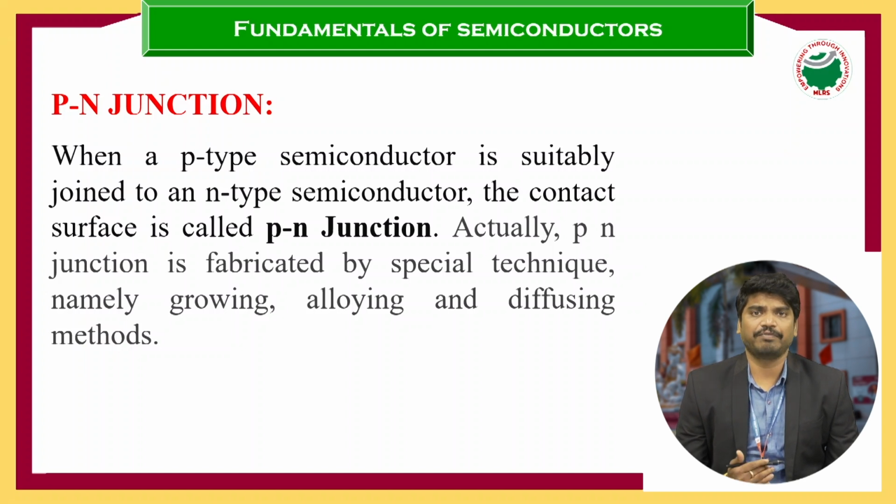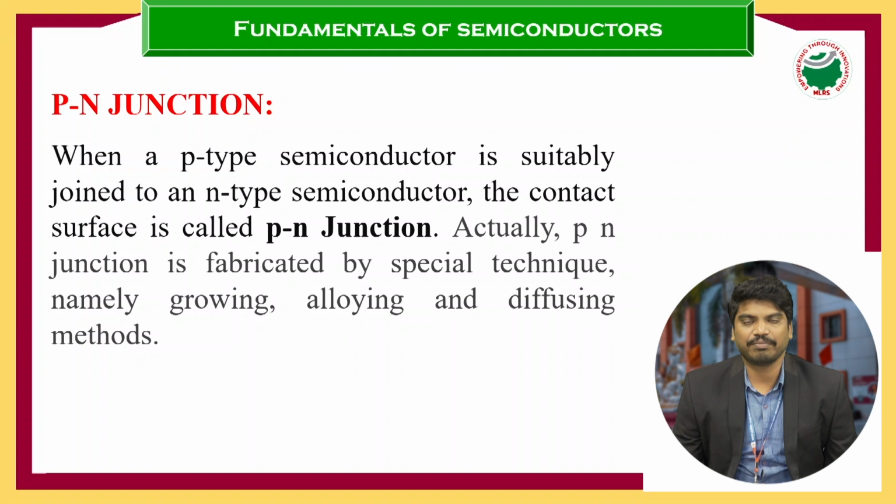Then drift current means, by giving external energy, if we are moving the charge carriers from one place to another place or from one direction to another direction, then we will call it a drift current. Okay, now just keep these things in your mind to understand the formation of the PN junction diode in a clear manner. Now let us go to the PN junction.